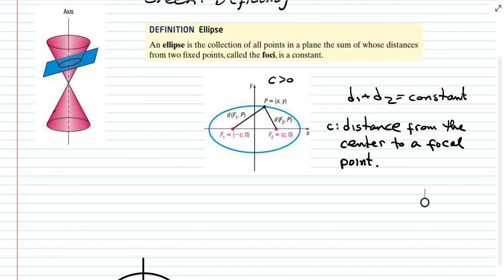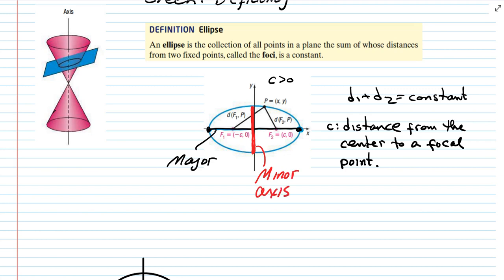Now, every ellipse has a major and a minor axis. Okay, the major axis is the longer of the two axes. So maybe I should use a different color. There you go. So that would be the major axis of the ellipse. And the minor axis of the ellipse is going to be this one. It's the chord of the ellipse that runs through the center perpendicular to the major. And we're going to call that the minor axis.